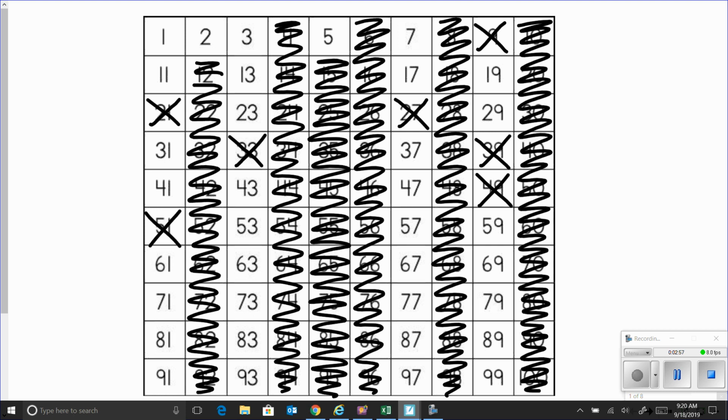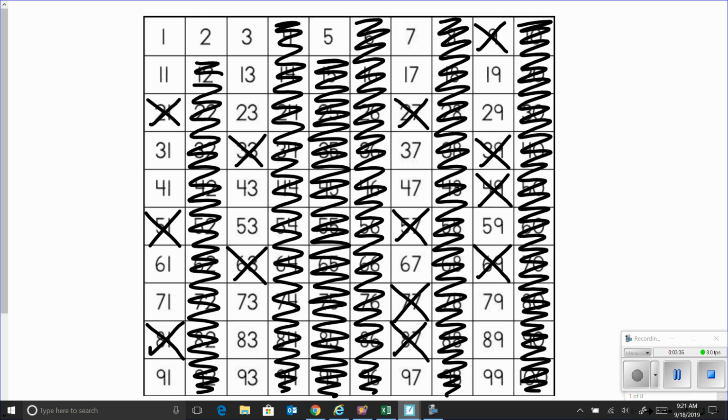51 can be divided by 3 and 17. 53 is prime. 57 can be divided by 3 and 19. 59 is prime. 61 is prime. 63 can be divided by 7 or 9 or 3 and 21. 67 is prime. 69 can be divided by 3 and 23. 71 is prime. 73 is prime. 77 can be divided by 7 or 11. 79 is prime. 81 can be divided by 9 or 3 and 27. 83 is prime. 87 can be divided by 3 or 29.